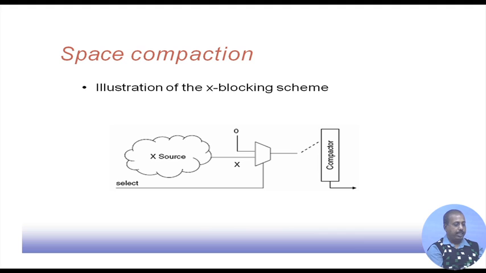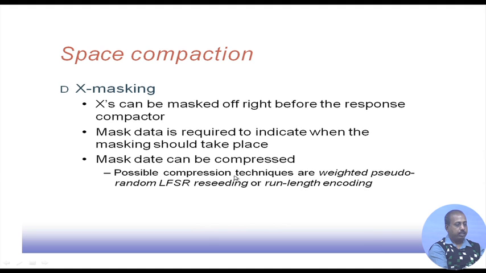So, basically the idea is like this. If we know that a particular scan chain can produce some unknown value at a particular point, we pass it through a multiplexer, and the other input of this multiplexer is 0. So, if we know that for this particular test pattern the output of this scan chain is going to be undefined, then we can set this select line so that it passes a 0 to the compactor. So, the effect of this particular scan chain will not affect the compactor operation. So, that is one X blocking operation in the space compaction.